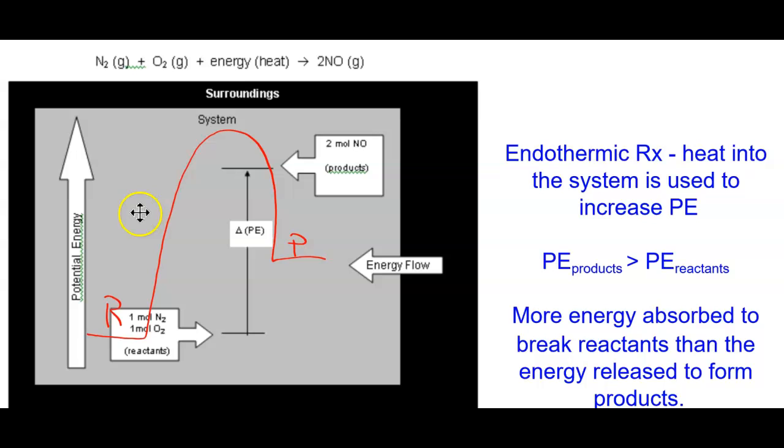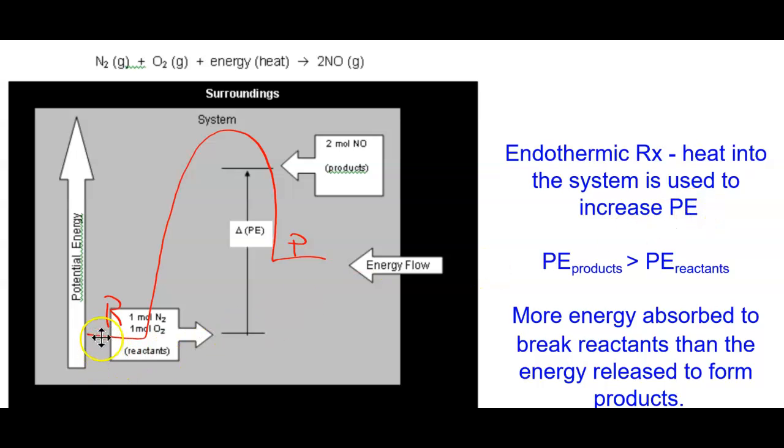This is an endothermic reaction, right? So still we have that very similar diagram, a little bit of different reaction, but this time notice that I have heat on the reactant side. So this is going to be endothermic. So let's look at the diagram again. Endothermic reaction, heat into the system is used to increase potential energy.